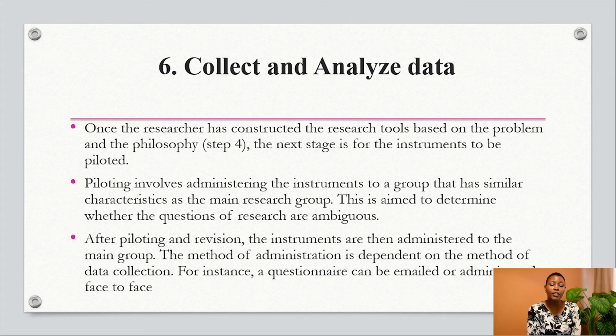But before we take them to the main respondents, we need to pilot them. Piloting involves administering the instruments to a group that has similar characteristics as the main research group. This is aimed to determine whether the questions of research are ambiguous. After piloting and revision, the instrument is then administered to the main research group.